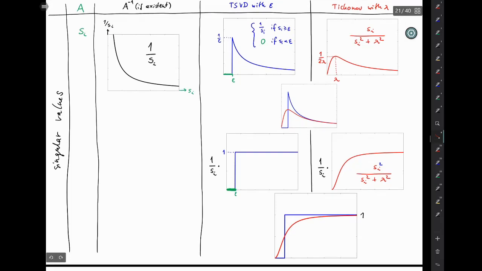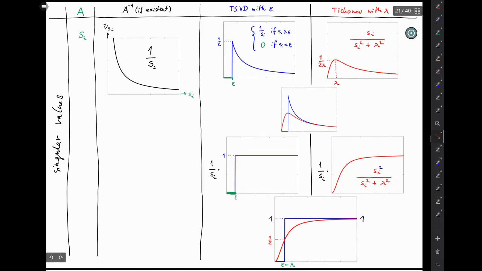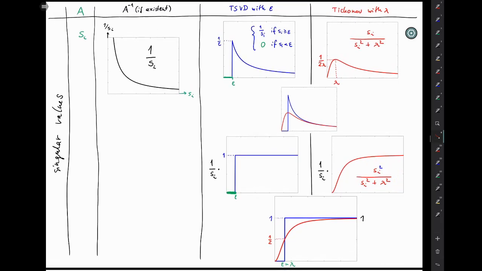Okay, we said it before, the jump of the blue function happens at point epsilon, which in our comparison here is equal to lambda. And at this point the blue function jumps from 0 to 1, and the red function is just a half. You can easily see that by plugging lambda into this formula for SI. Okay, and that's what I wanted to show you in this section where we compare TSVD and Tichonov.